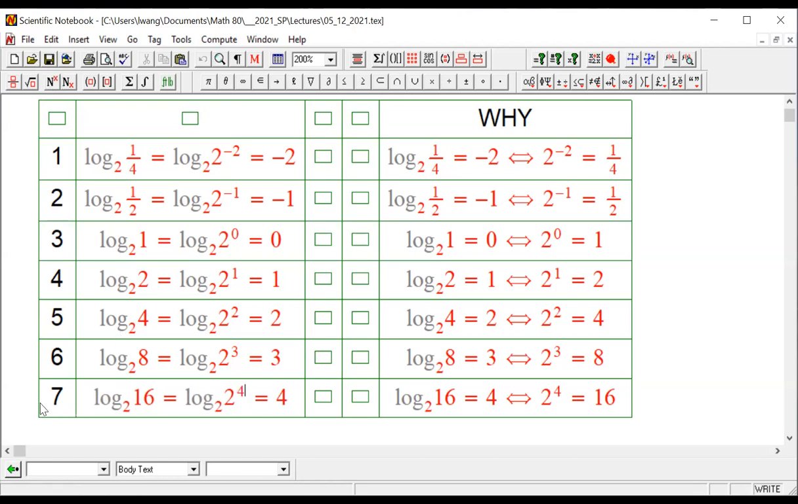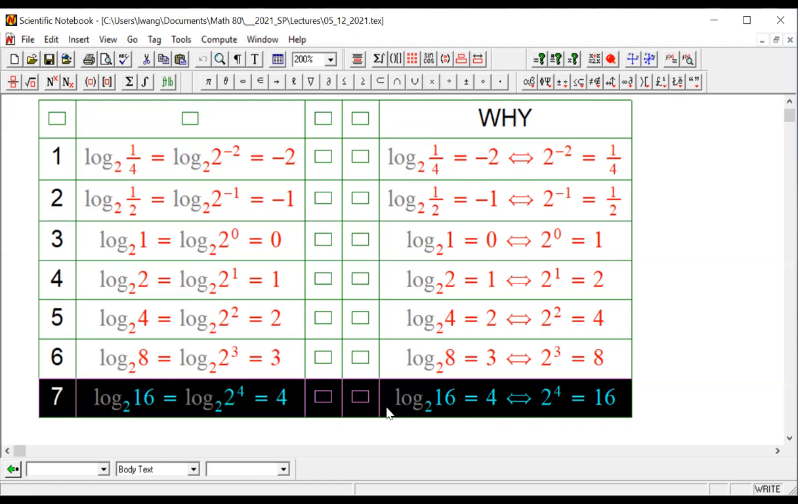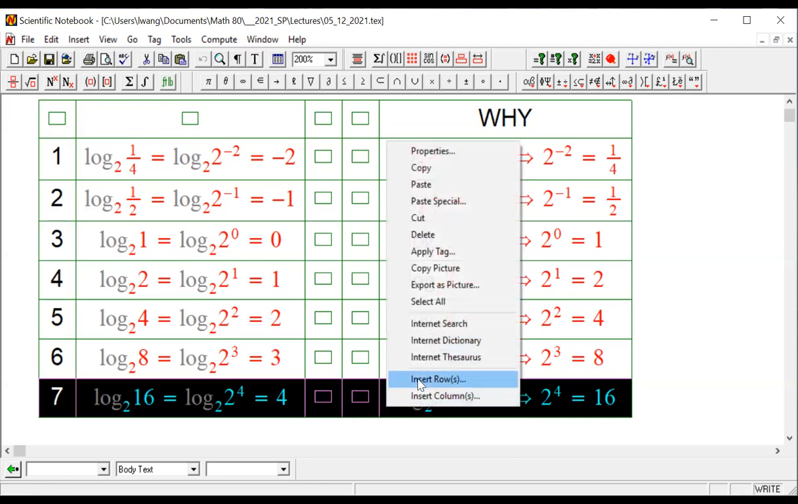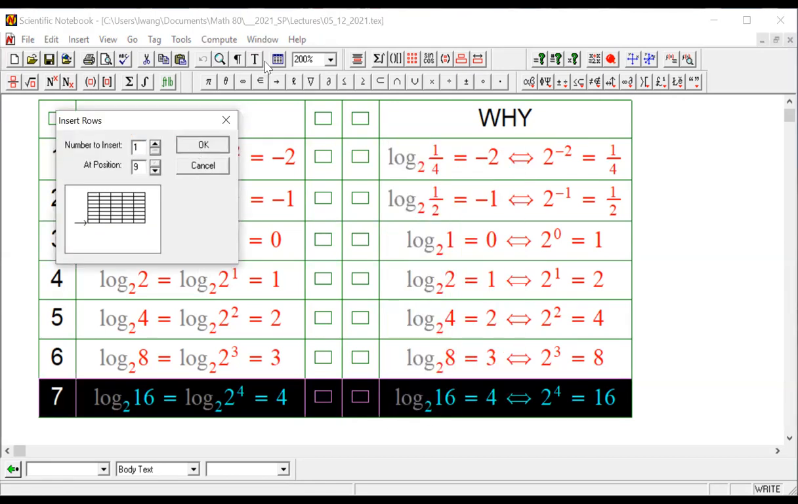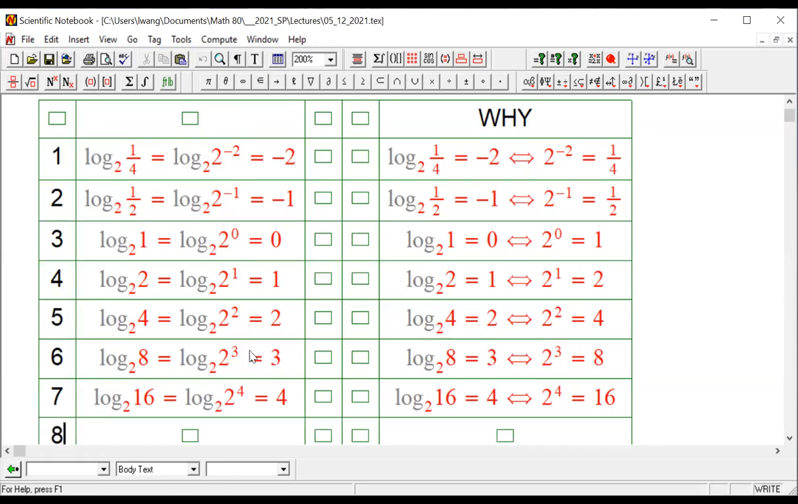Now, we did 8 for a common log, so let's do one more. So I'm gonna see if you guys are following me, okay? I'm gonna give you another question, number 8.